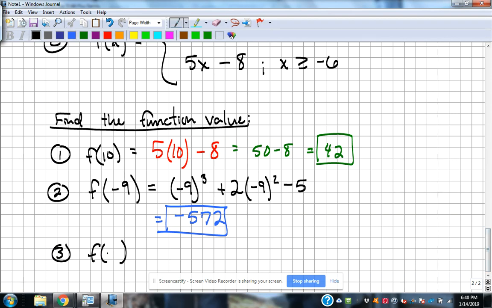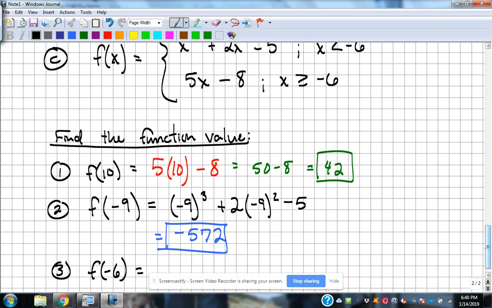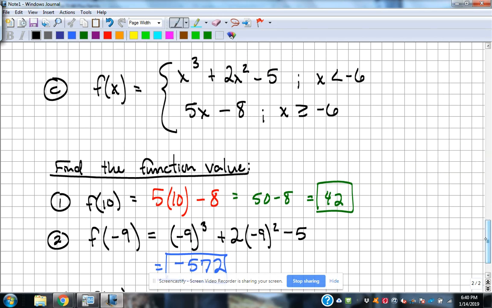Same function. Let's get a weird one, or what seems to cause people problems sometimes. F of negative 6. Negative 6, where does it fit? Why the second one and not the first one? They both have negative 6 on the inequality. The second one has the equal to part.